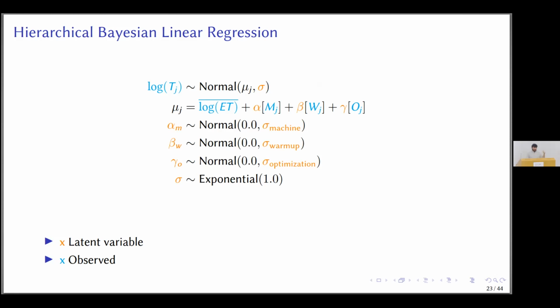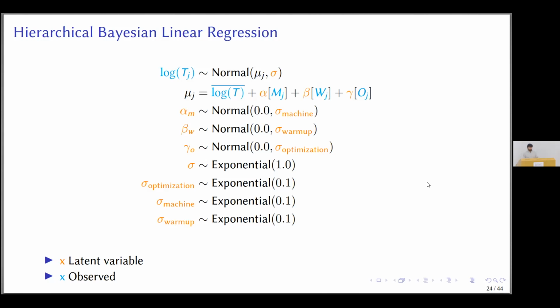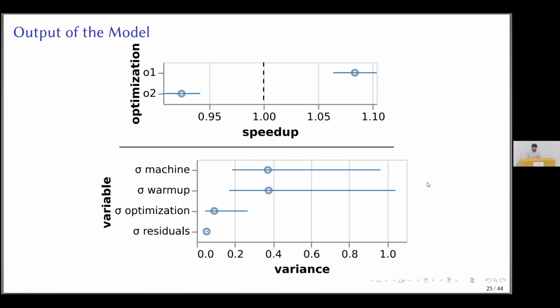And then because I add more latent variables, I need to add more parameters. But that's basically the rule about it. All right. And then I can run my model, and I can show, for instance, that at the top, this is the difference between the optimization and the base. So I can see that the first optimization slows down the program by about 10%. And then the second optimization speeds it up by a bit more than 5%.